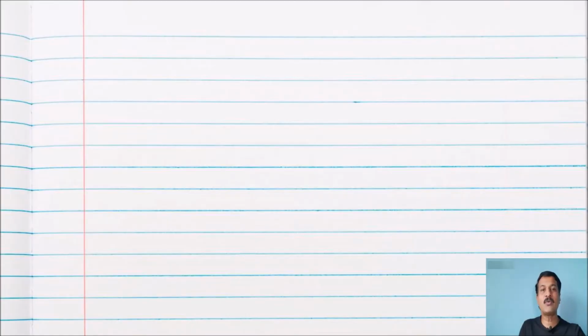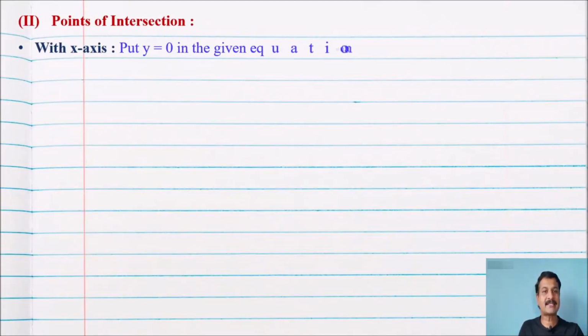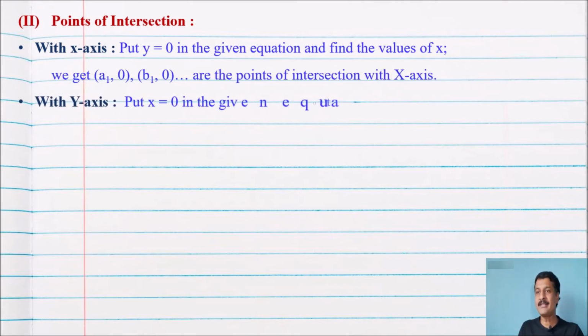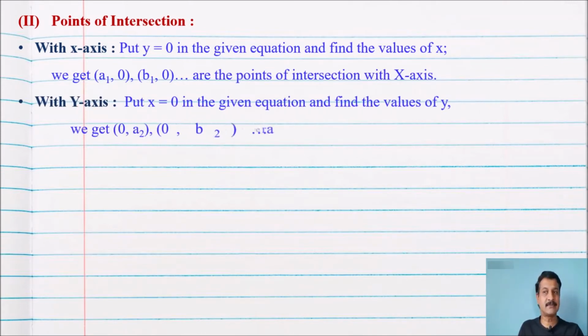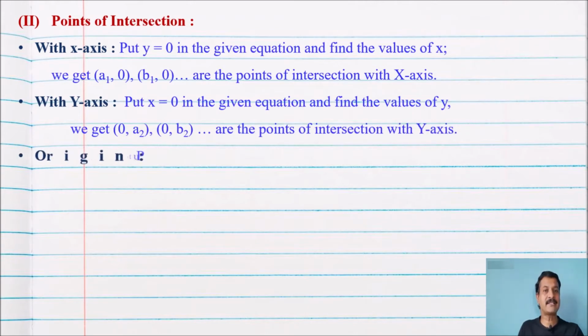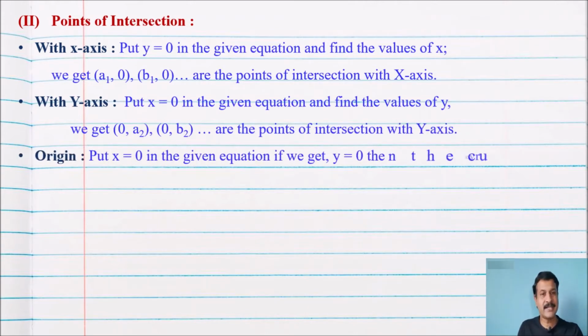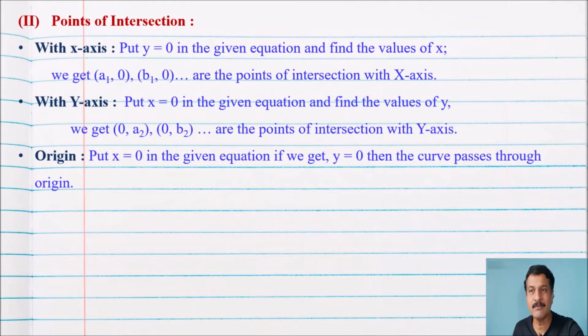The second point is origin, or you can extend it as points of intersection. What is that second point? It is the point of intersection with the x axis. Very simple: put y equal to 0 in the given equation and find the values of x, and we get, suppose, (a1, 0) and (b1, 0) as the points of intersection with the x axis. For the point of intersection with the y axis, you put x equal to 0.